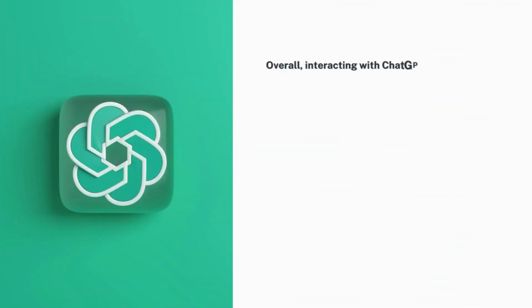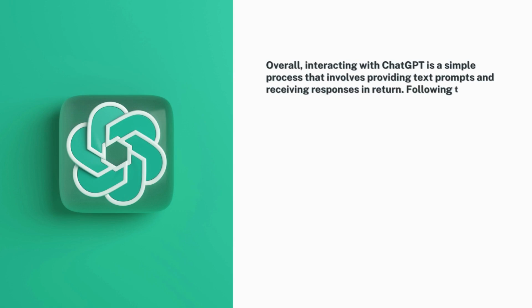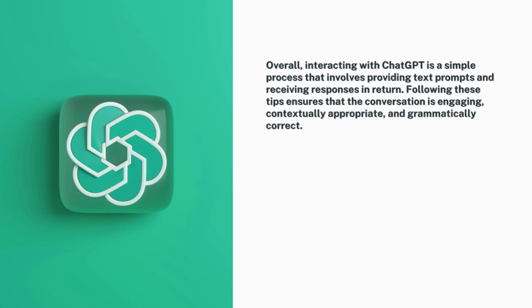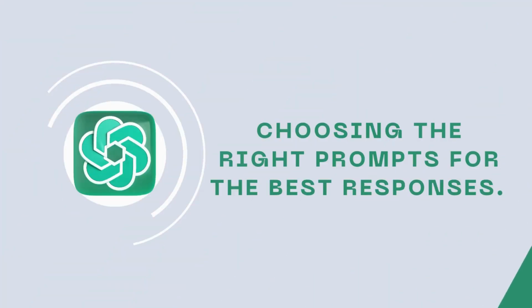Overall, interacting with ChatGPT is a simple process that involves providing text prompts and receiving responses in return. Following these tips ensures that the conversation is engaging, contextually appropriate, and grammatically correct.